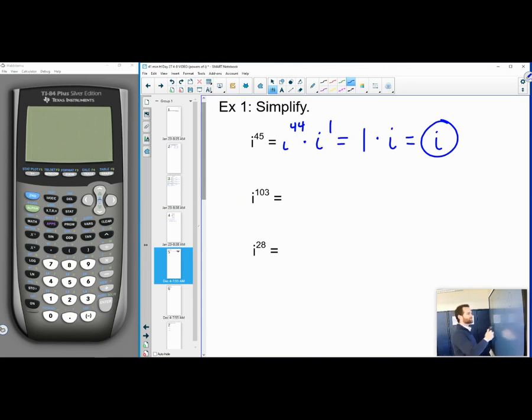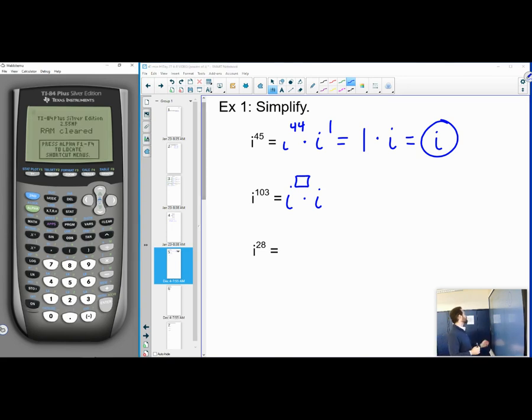i to the 103. We're going to start this just like we did our pattern, or just like we did our table. We're going to break it up into i to the something times i to the something. But remember, we're looking for not just any number, but a multiple of 4 that is less than 103.